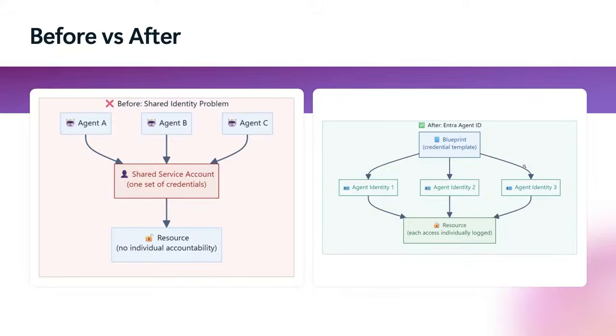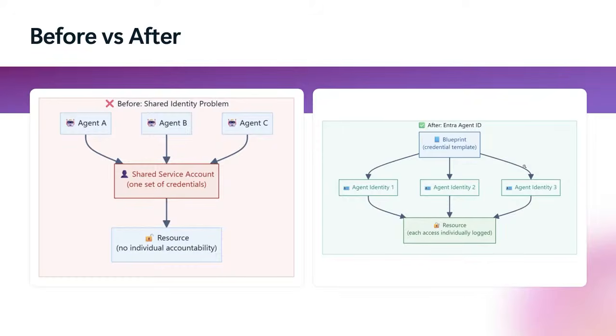So on the left, shared service account. Three agents, one set of credentials. It's the path of least resistance, and it's a nightmare. Something goes wrong. You don't know which agent did it. You want to revoke access, you take down all three.